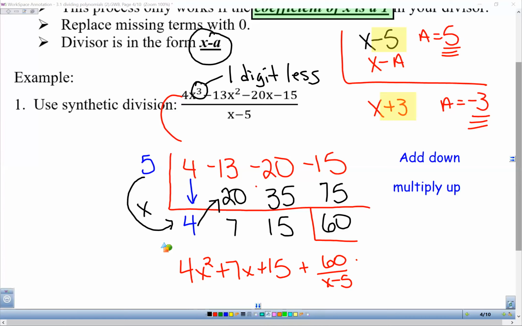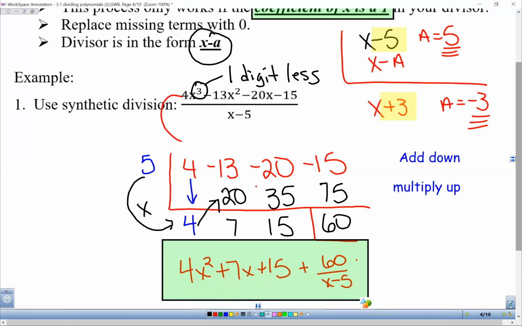So here's our result after doing synthetic division. So you can see it's a much quicker process. You only have to add and multiply, and add and multiply, and keep going until you run out of numbers. So let me caution you, please be careful. Copy your numbers carefully. Do your addition and your multiplication carefully. And as I've said before, use a calculator if you need to. All right, so that's synthetic division.